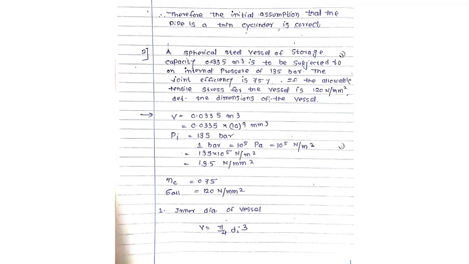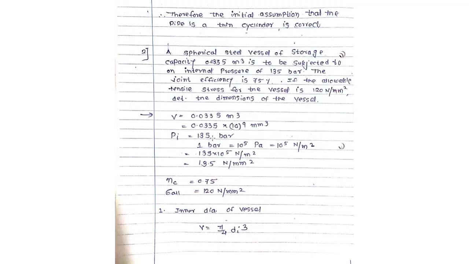you have to determine the dimension of the vessel. Here in the second line they have mentioned the capacity. As we have seen in the last video, the capacity is nothing but volume. And the unit of volume in SI system is mm cube. So first you have to convert meter cube into mm cube, so you have to multiply with 10 raised to 9.